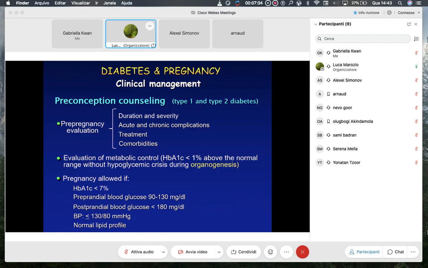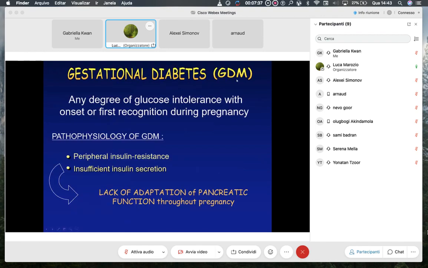Remember that anyway, we call gestational diabetes any degree of glucose intolerance with onset or first recognition during pregnancy. Maybe also type 2 diabetes, usually not type 1 diabetes, which is usually known during the teenage period. But anyway, we call gestational diabetes a diabetes diagnosed during pregnancy for the first time or recognized for the first time during pregnancy.